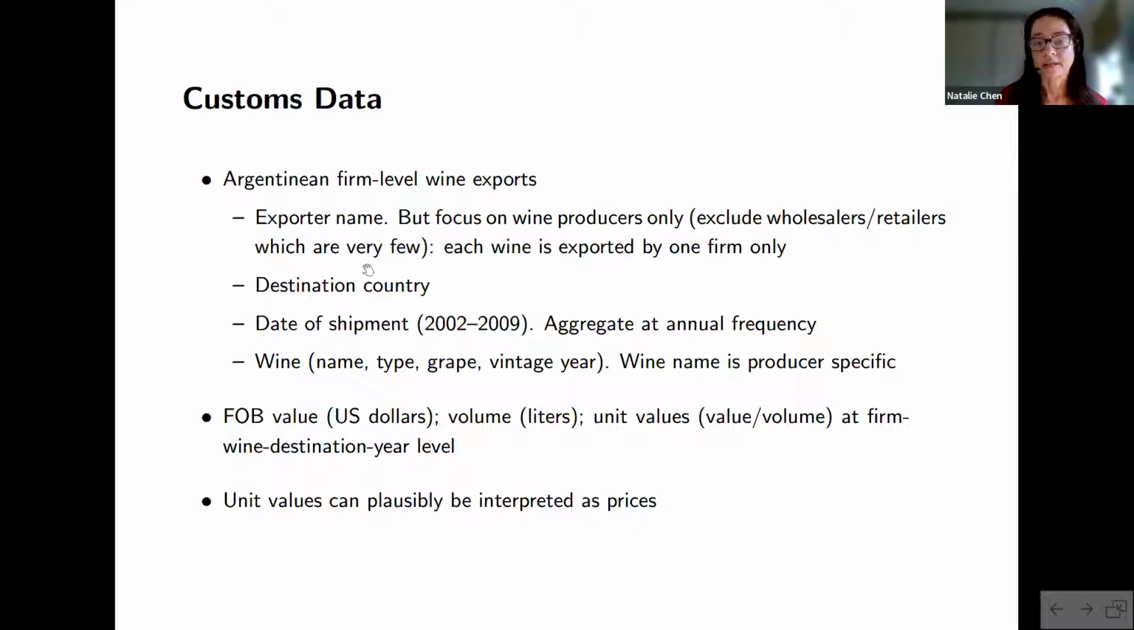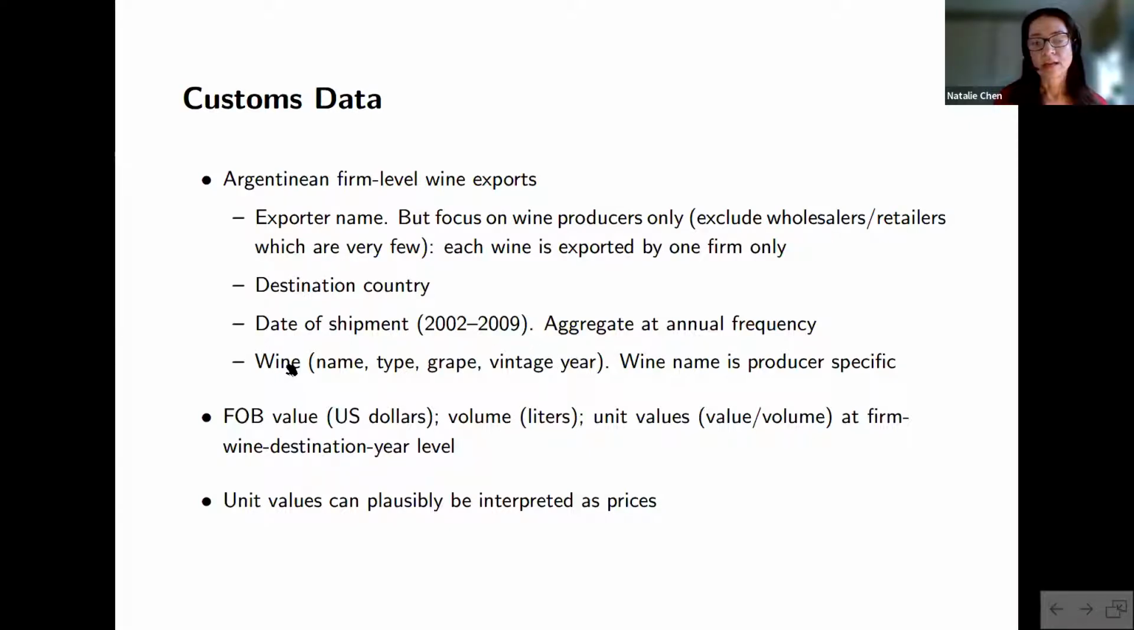Then we observe the destination country for exports. We have the date of shipment. So we have transaction level data between 2002 and 2009, but we aggregate the data at annual frequency. And then crucially for our purposes, for each wine exported, we observe a number of characteristics. We observe the name of the wine, the type, so whether it is red, white, or rosé. We observe the grape, like Malbec, Cabernet Sauvignon, etc. And we also have the vintage year, which means that basically we have the same characteristics as the ones that you would observe on a bottle of wine that you can buy in any shop.